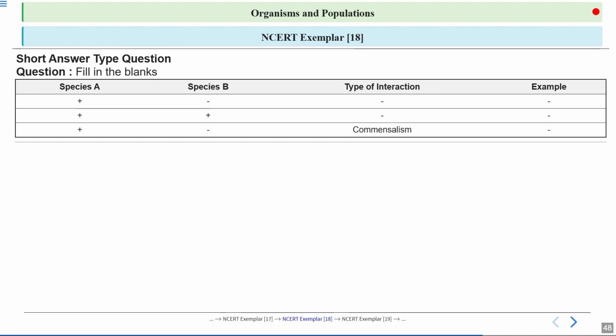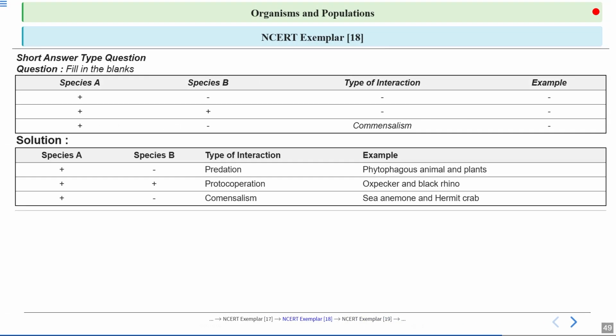Next question, you have to fill in the blanks. This table is given to you. You have to analyze this table. You have to tell about the type of interaction and the examples as well. Here two species are given to you, species A and species B, and you have to fill in this table.